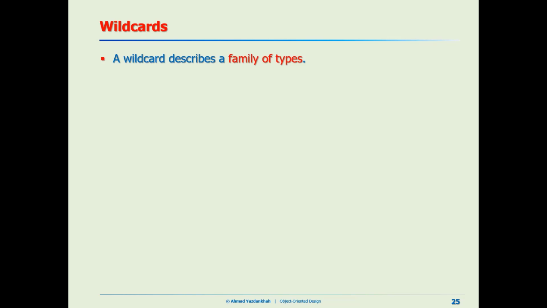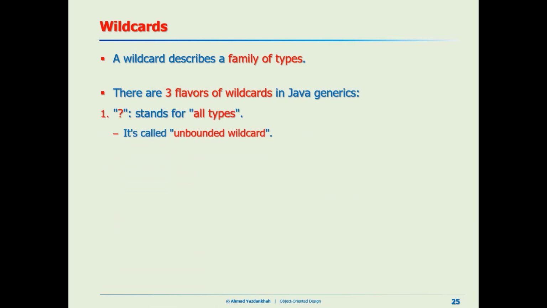But before going further, let me tell you that in Java generics, we have three flavors of wildcards. The first one is just a question mark, and it stands for all types. All right. So if you put, for example, Box and a question mark, something like this, it means any type. It can be any type, and we call it unbounded wildcard.